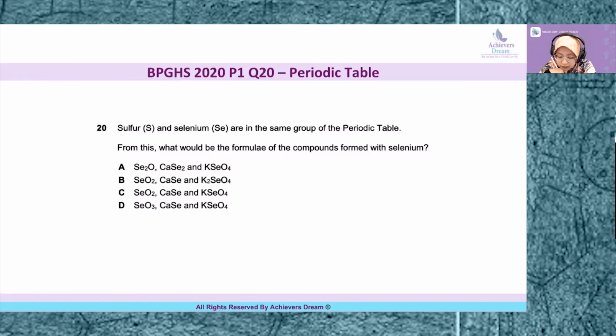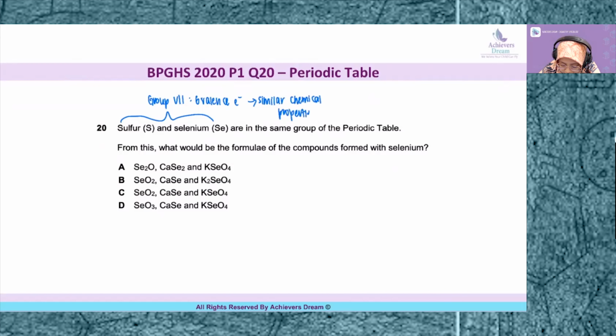If they are in the same group, sulfur and selenium are in group 6. Group 6, so they have 6 valence electrons, and they would have similar chemical properties, which also means that the formula of the compounds that they form will be similar as well. Let's determine the formula of the ion first.